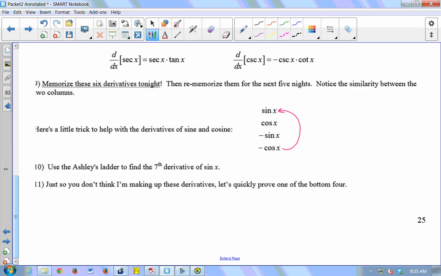Okay, so it's kind of like a little ladder. If I wanted to find the 7th derivative of sine x, I would just follow this: 1st derivative, 2nd derivative, 3rd derivative, 4th derivative, 5th derivative. Did I not count to 7? 1, 2, 3, 4, 5, 6, 7. Yeah, negative cosine x. Thank you.